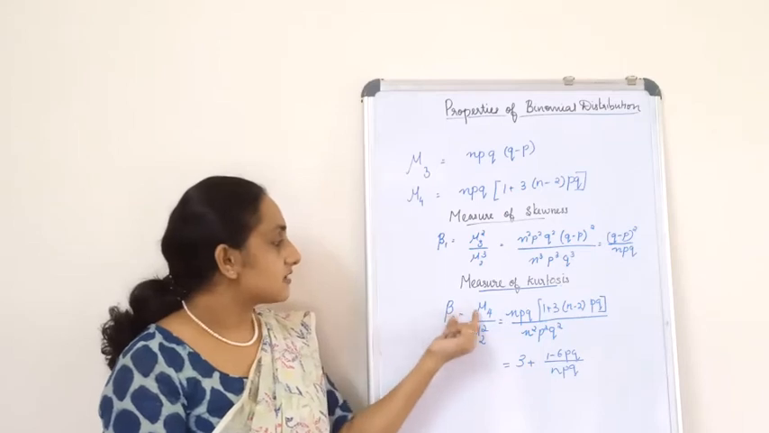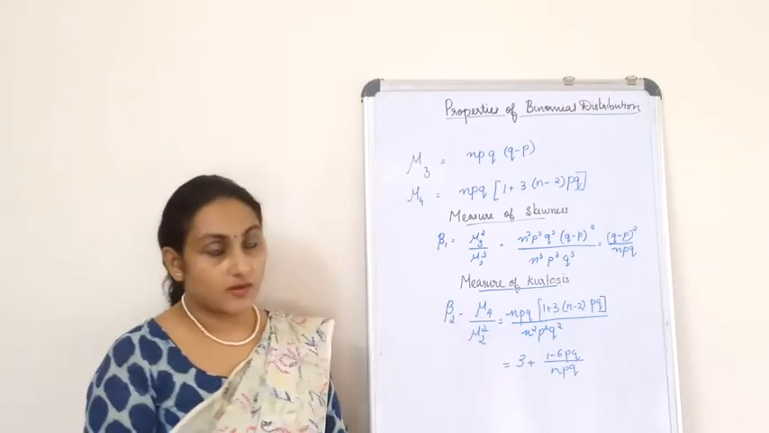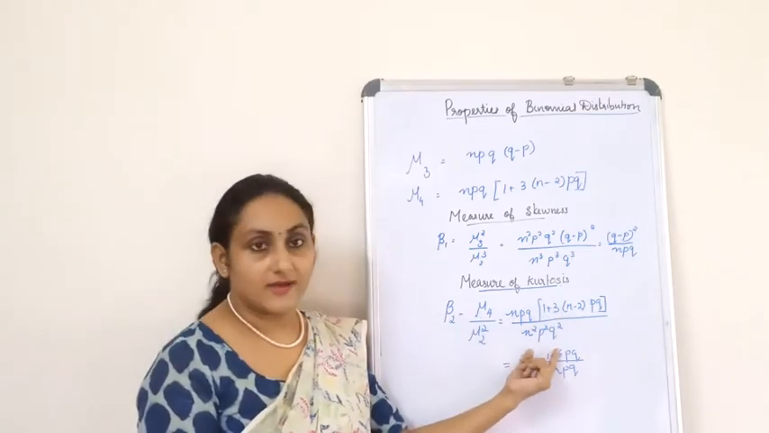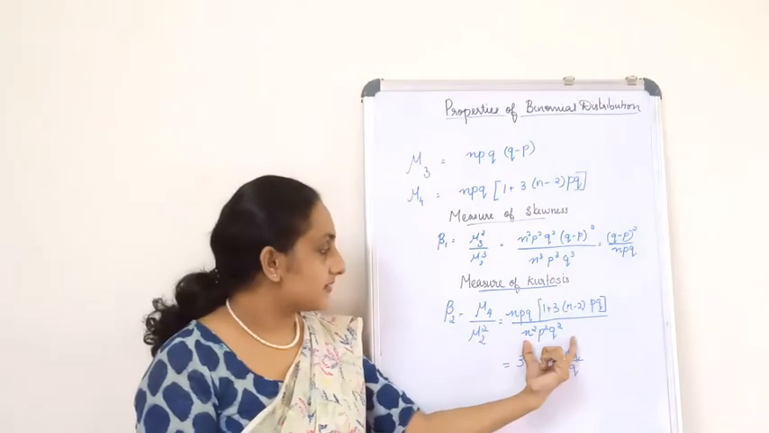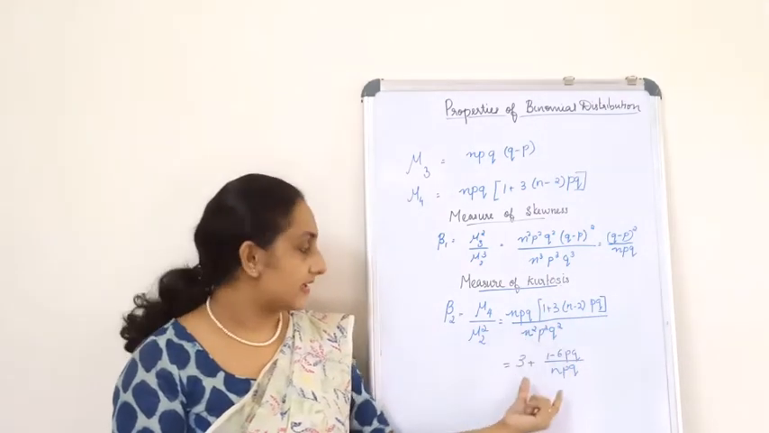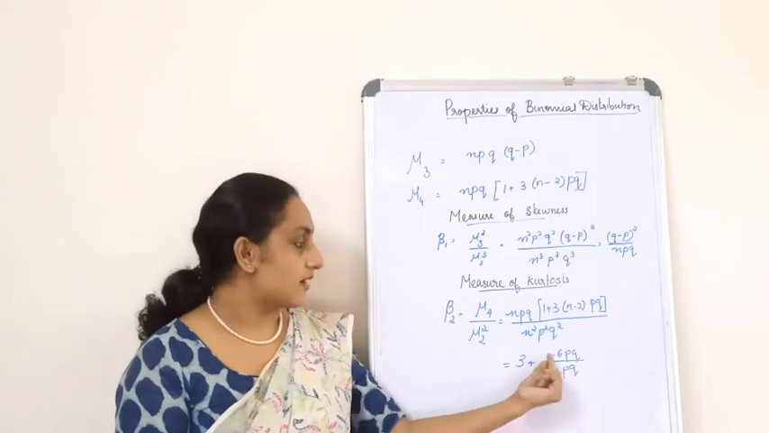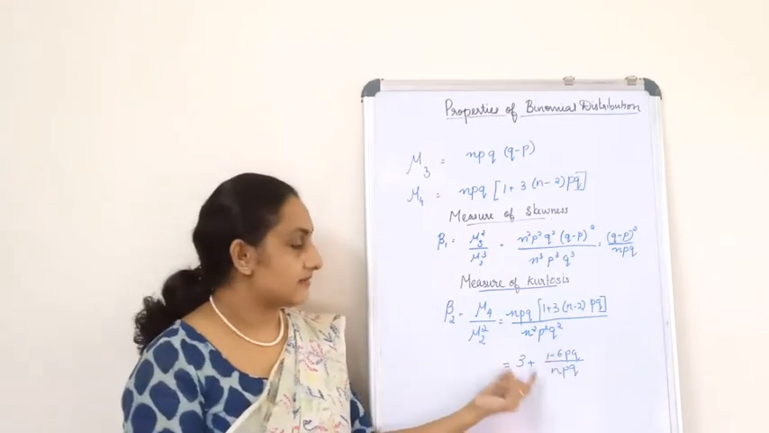And similarly, we can find out measure of kurtosis if we have mu 4 and mu 2 with us. So beta 2 is equal to mu 4 divided by mu 2 square, which is equal to, I have substituted the values, and then I have just rearranged the whole thing, and I got it as 3 plus 1 minus 6 pq divided by npq.